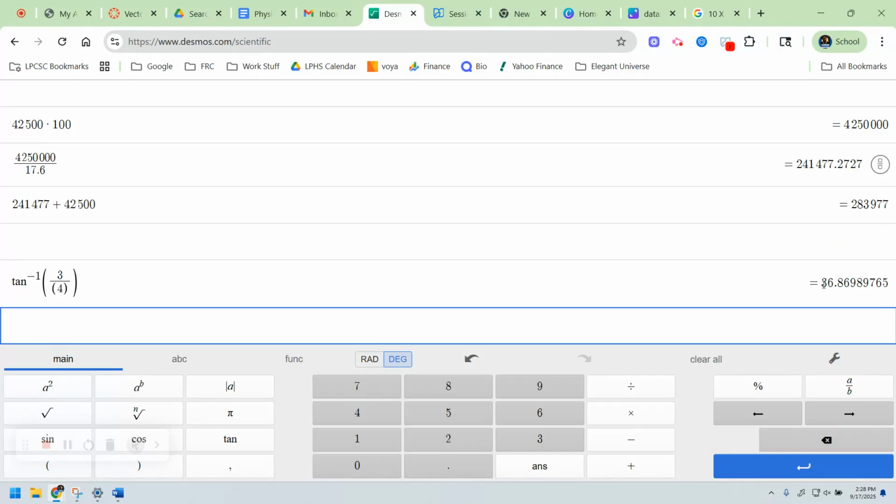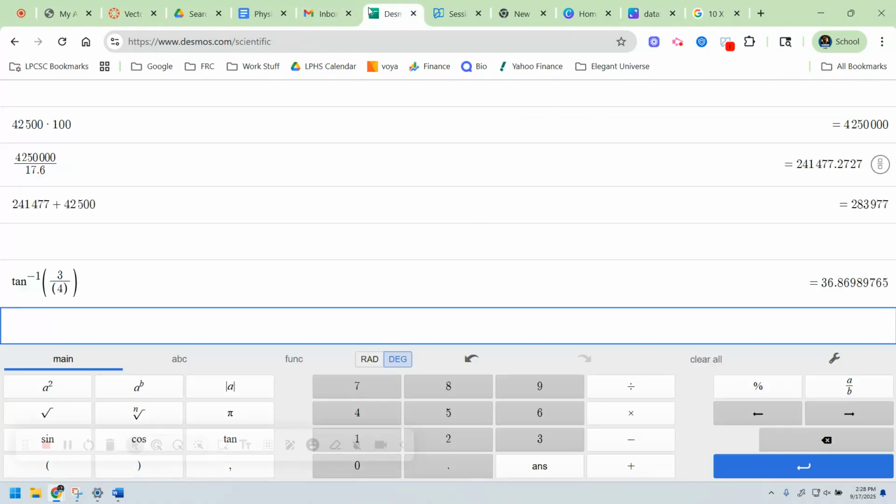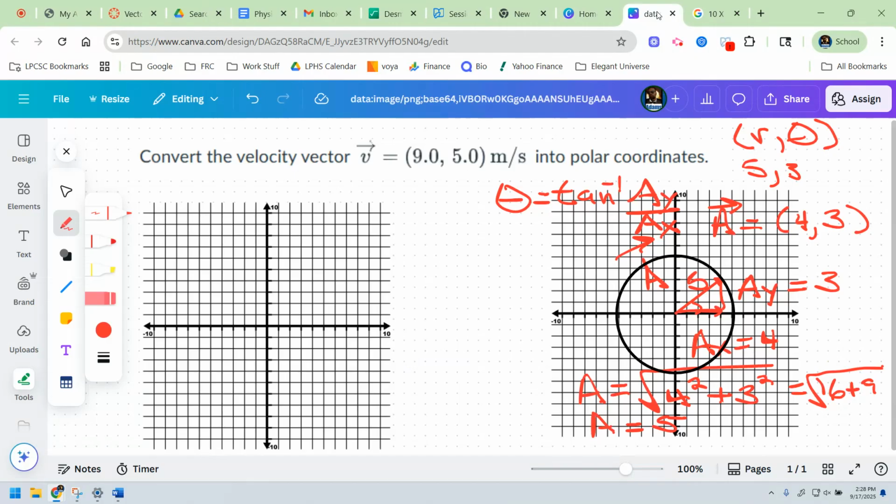Okay, so that is my angle theta. So that means I would come back here and I would say 5 comma, what was it again? 36.87, right? 36.87 degrees. So those are the polar coordinates for A. Which, by the way, look a lot like the vector components, don't they?